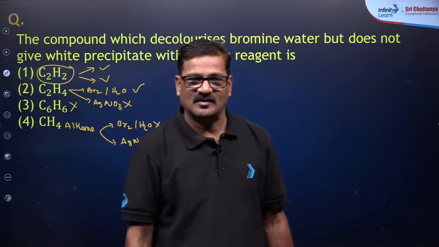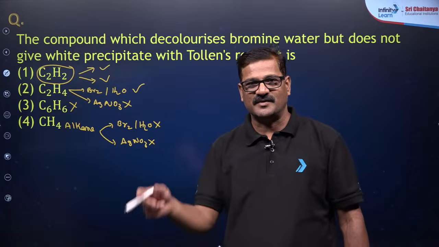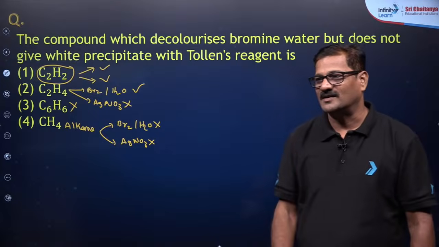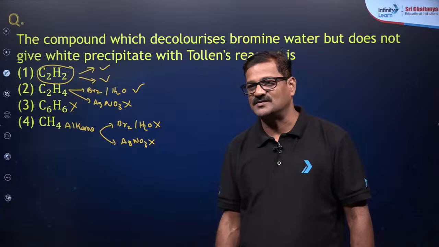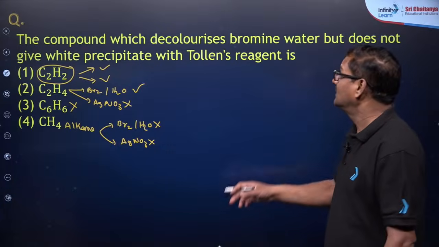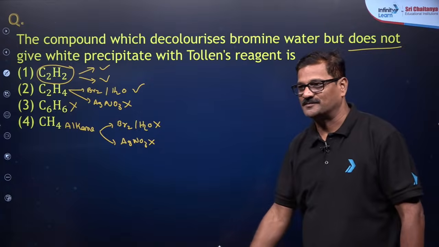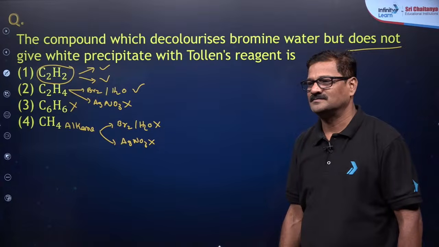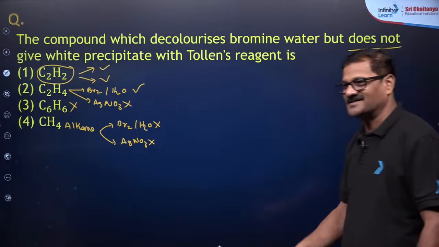terminal alkynes, or alkynes with acidic hydrogen, can react with the Tollens reagent. What is Tollens reagent? Mentioned in the chat box. I want to say ammoniacal silver nitrate is called Tollens. Now Bhuvanesh, it is C2H2. It does not, yes, then it is going to be C2H4. Fine. Now the answer is going to be 2, your answer is correct.